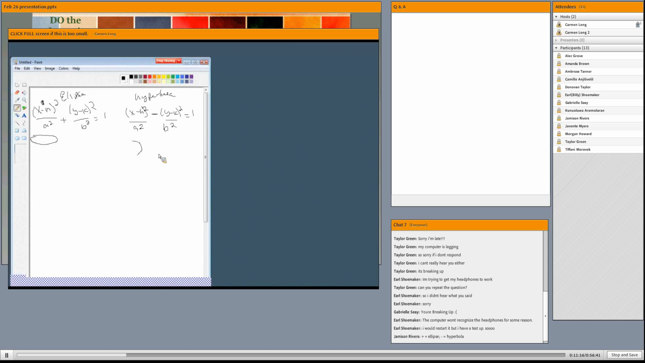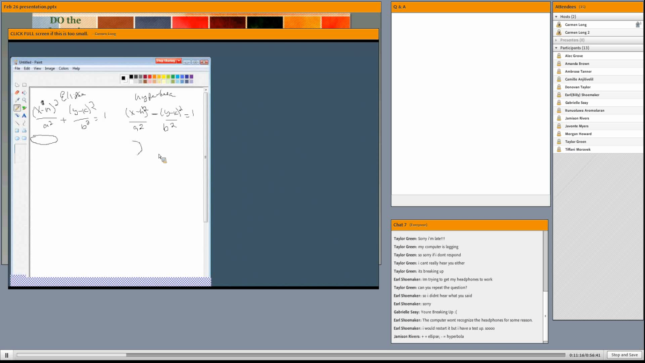This one opens on the y-axis, this one opens on the x. And it's whatever's bigger. The bigger denominator tells you which axis the major axis is on. And then this one is always the minus. Those are the things that I did in green, the important pieces to remember.